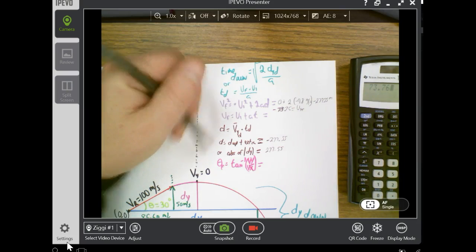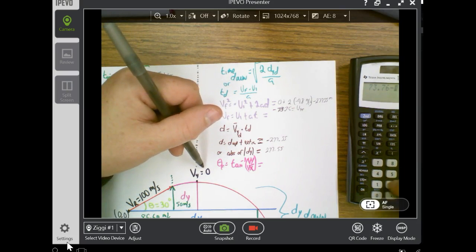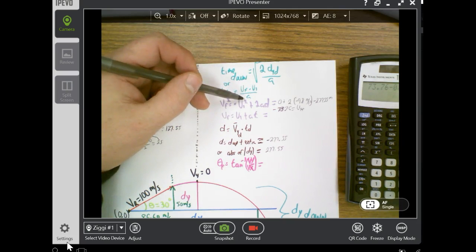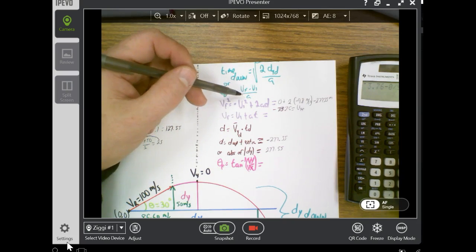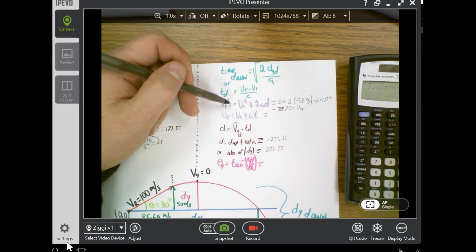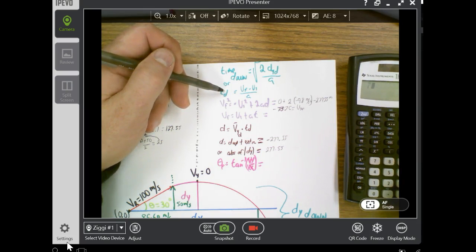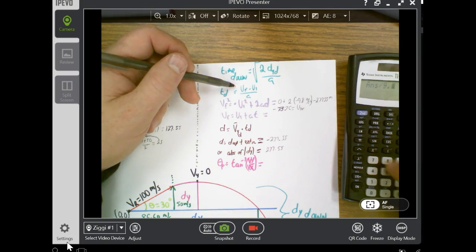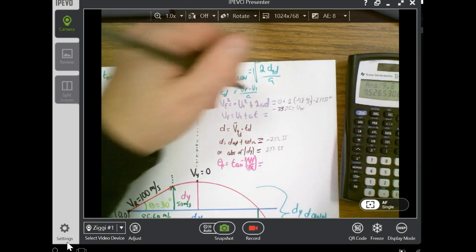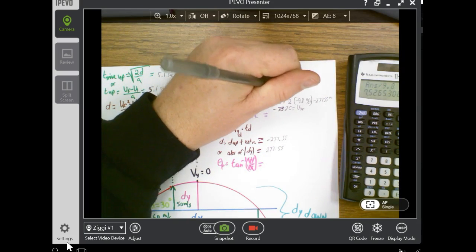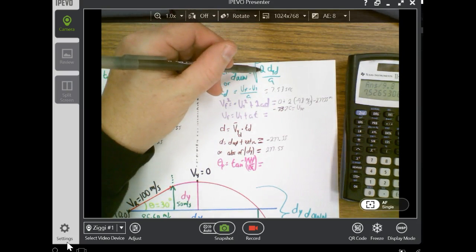73.76, minus my initial, 0, divided by a, which is 9.8, and we'll ignore all the minus sign stuff. And once again, I get, so 73.76 minus 0, divided by 9.8 is 7.53 seconds down. We can double check it with this up here.